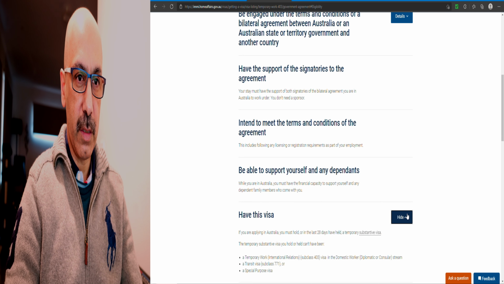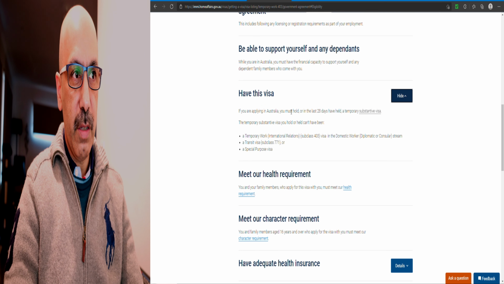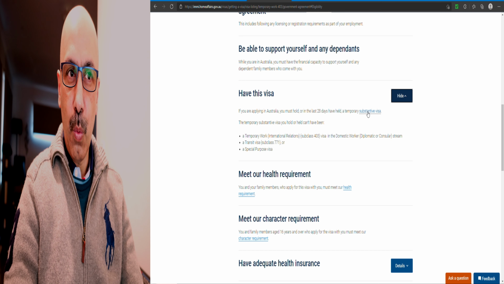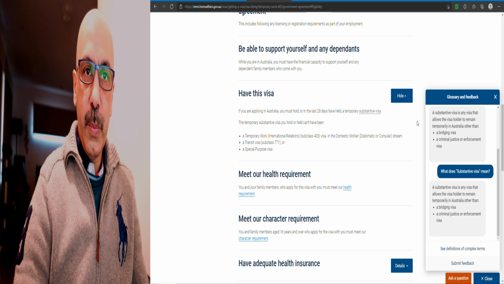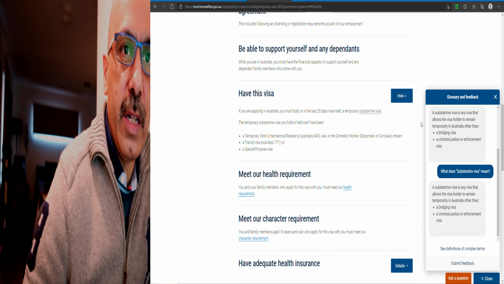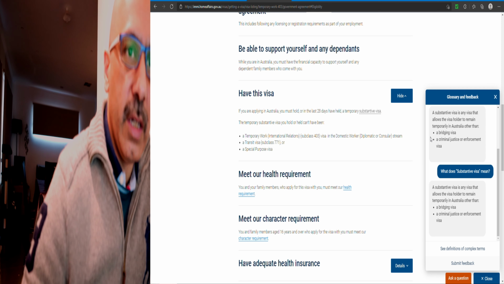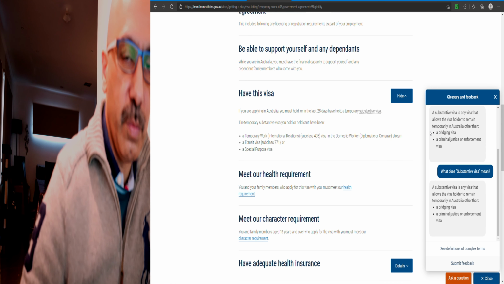Have this visa. Let's look at this one. This is very important, guys, that if you are applying in Australia, you must hold, or in the last 28 days have held, a temporary substantive visa. So what is a substantive visa? A substantive visa is any visa that allows the visa holder to remain temporarily in Australia, other than a bridging visa or a criminal justice or enforcement visa.